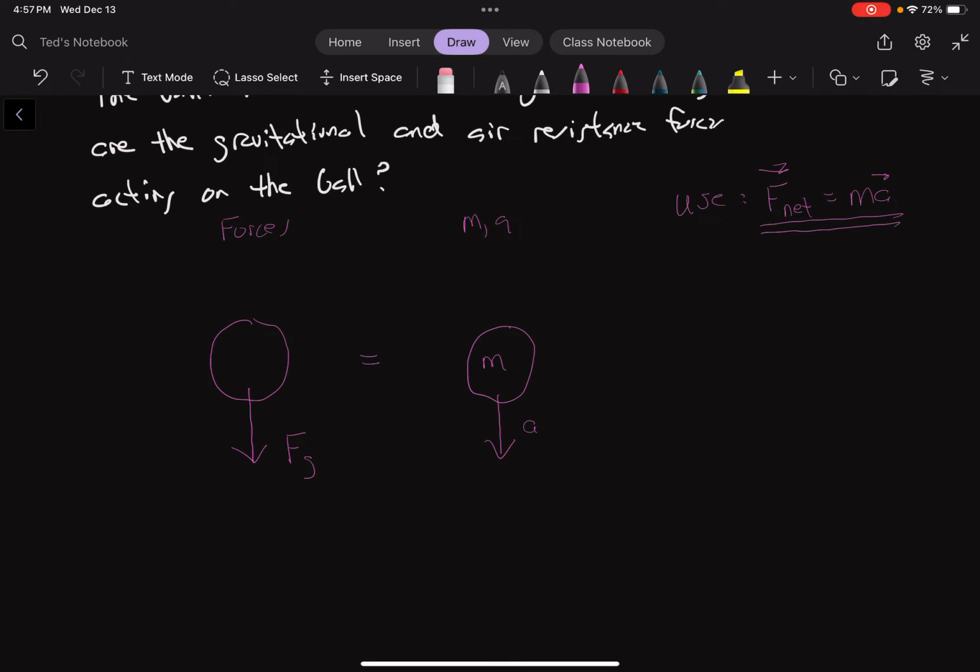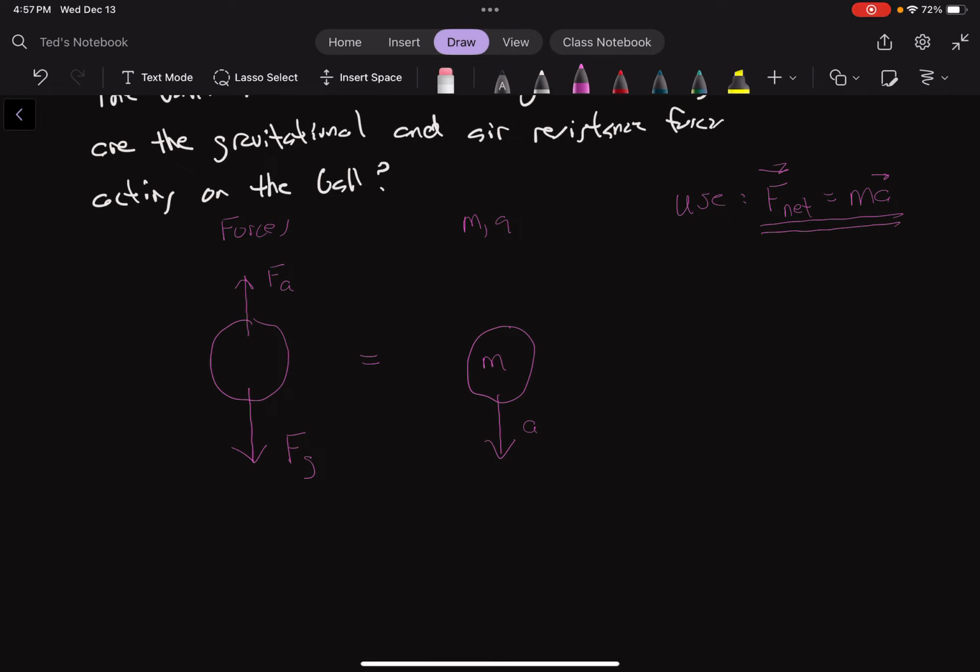We also know that there's an air resistance force acting on the ball, and air resistance is going to be pushing up on the ball. We know that because the ball is falling, and if you're falling through the air, it is going to push up on you. And so I'm going to label that F sub A, for air or air resistance.